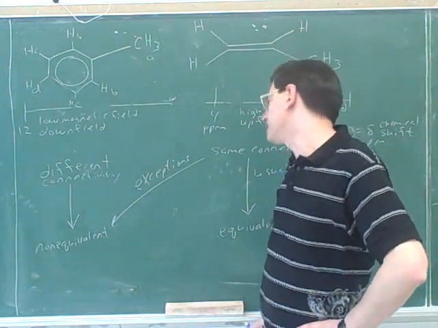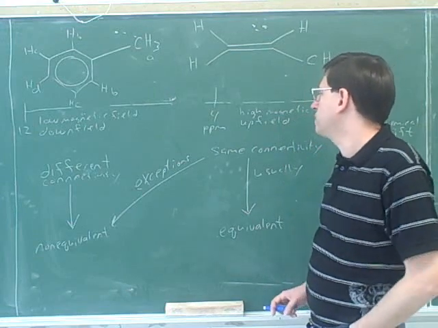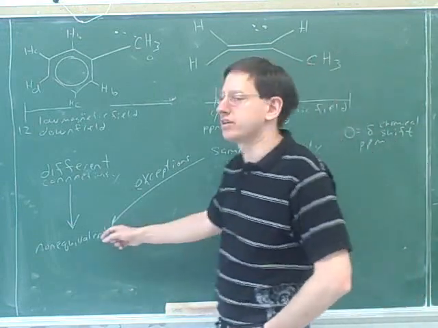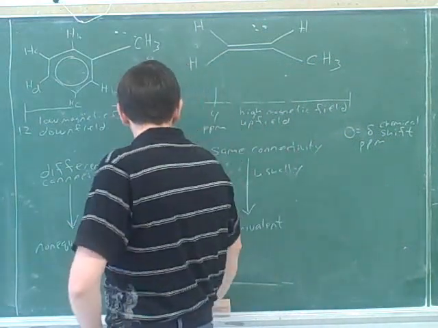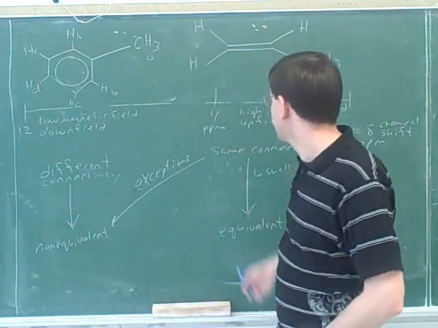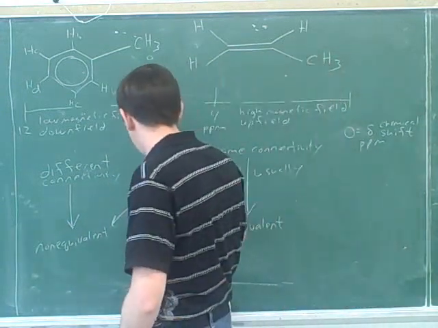All right, and now we're going to see that this is a very important exception. This is a case where we're going to have 2 hydrogens with the same connectivity, but they're still non-equivalent. So an important exception here is if 2 hydrogens have the same connectivity, but they have different cis-trans arrangements.